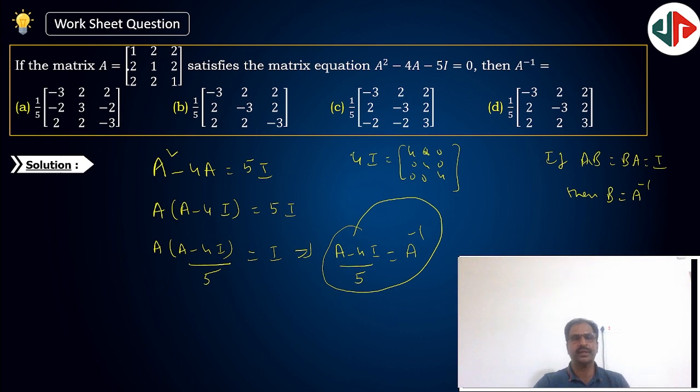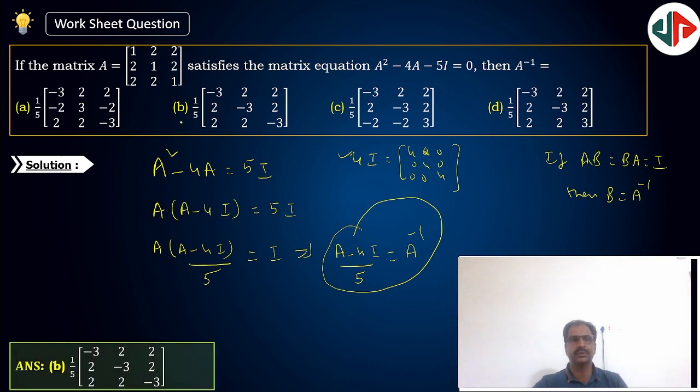Now we can subtract A with 4I and divide with 5. So A inverse is nothing but (A minus 4I)/5. A is given, 4I is known. Subtract those two matrices and divide with 5, and you will see that option is B. So this is based on the definition of inverse: AB equals BA equals I implies B is A inverse.